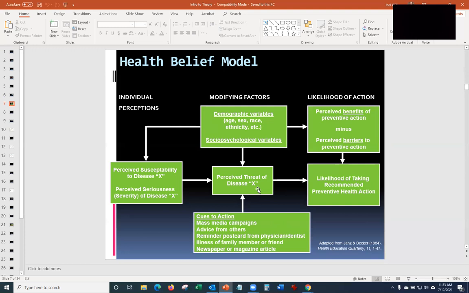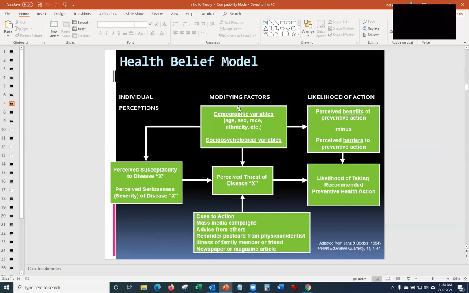If we're older, we may believe that we're automatically at greater risk. If we're younger, we may be a little more cavalier about the idea of extracting such a disease. And then we have these external factors that are referred to as cues to action. So these are things outside the person. Could be something that a family member or friend says to you, could be advice that's given to you by a healthcare provider. It could be something that you learn about in the news or on social media. And these are external factors.